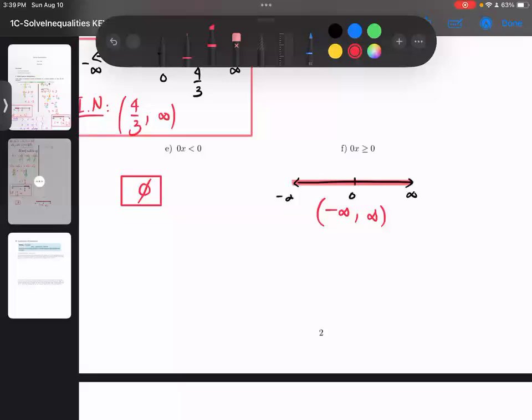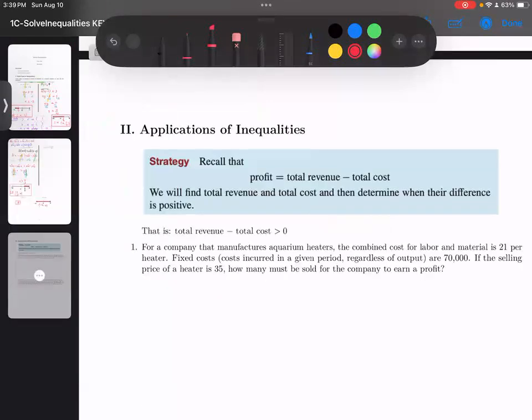This last two problem is more like critical thinking. Not just know how to solve it, know how to think as well. All right, jump on application. We're gonna focus on profit, revenue, and cost.